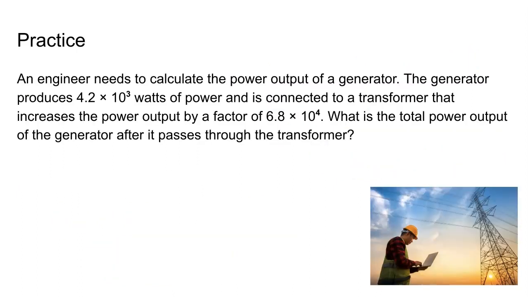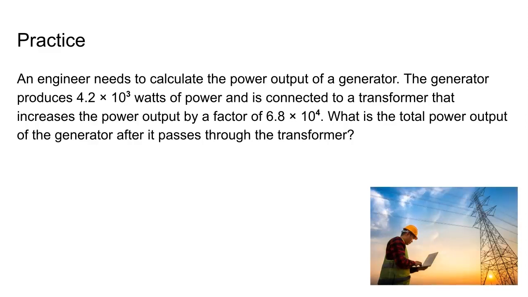Now it's time for more practice. Pause the video and solve the word problem. And when you found your answer, click play. An engineer needs to calculate the power output of a generator. The generator produces 4.2 times 10 cubed watts of power and is connected to a transformer that increases the power output by a factor of 6.8 times 10 to the fourth. What is the total power output of the generator after it passes through the transformer?